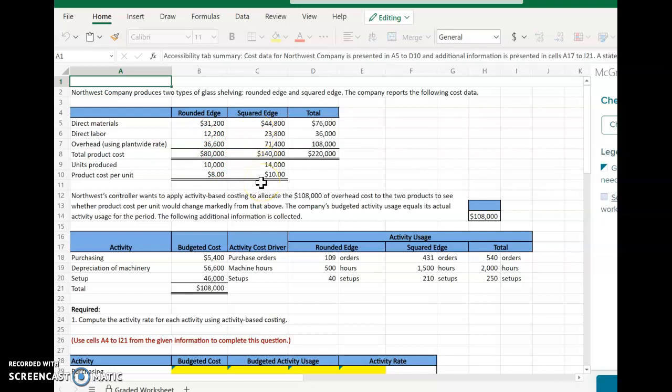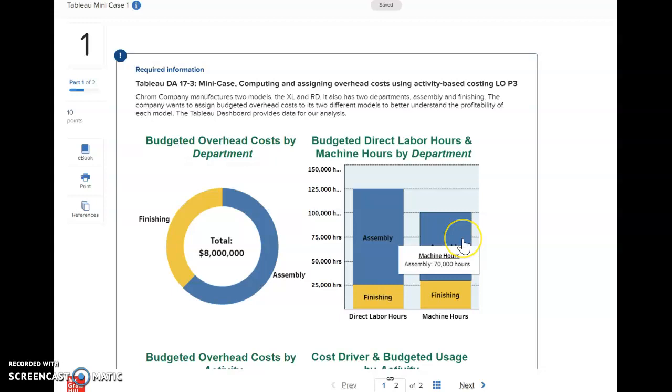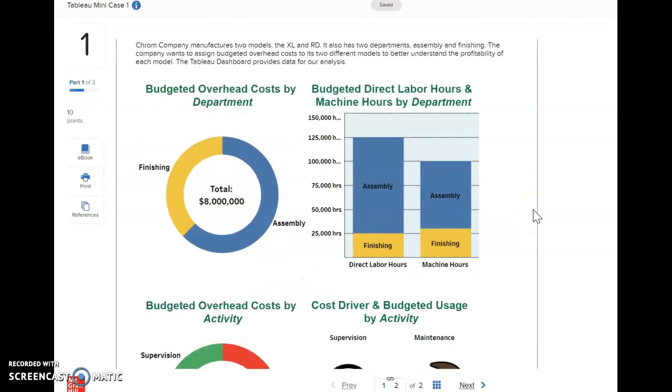And then we've got one more thing in Chapter 17. We've got our first Tableau activity. So we've got Tableau Mini Case 1. Now this is worth 20 points, so we want to make sure we do a good job on this one. And so in these Tableau cases, we're going to be using data visualizations.